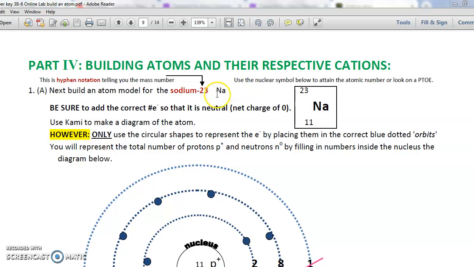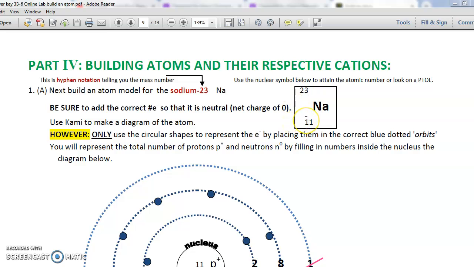The first one we're asked to take a look at is sodium 23. They told us 23 is in hyphen notation. Sodium 23 is telling us they want the sodium atom specifically that has 23 particles in the nucleus. They also gave us the nuclear symbol. In the nuclear symbol, the mass number's on top, the atomic number's on the bottom. The mass number is abbreviated by letter A, the atomic number is abbreviated by letter Z, and if we're reading the way some languages do, top to bottom, we would go A down to Z. Mass number down to atomic number.